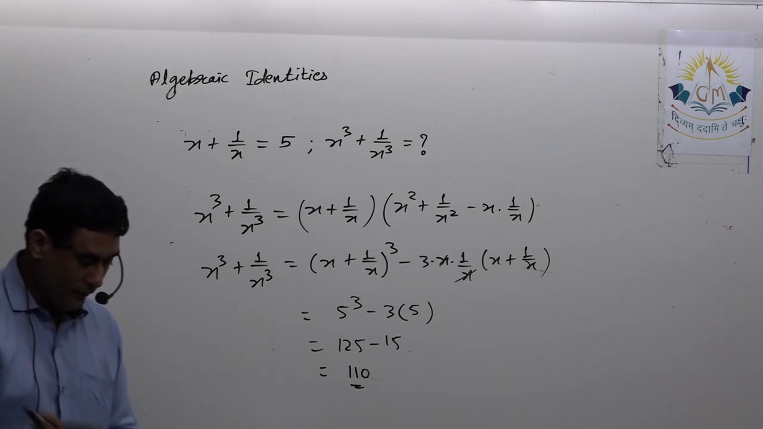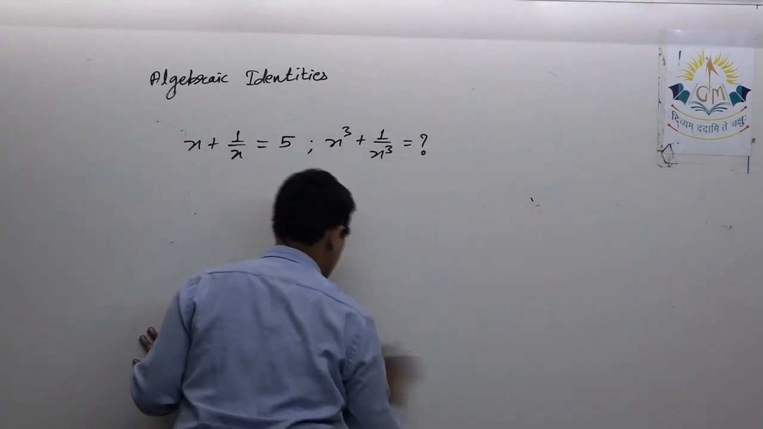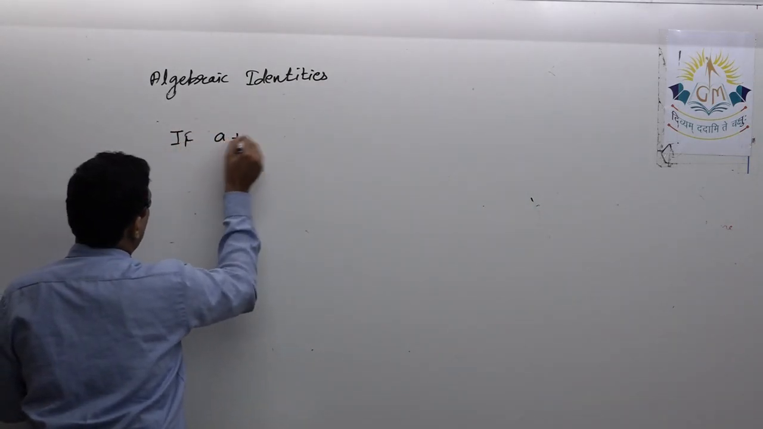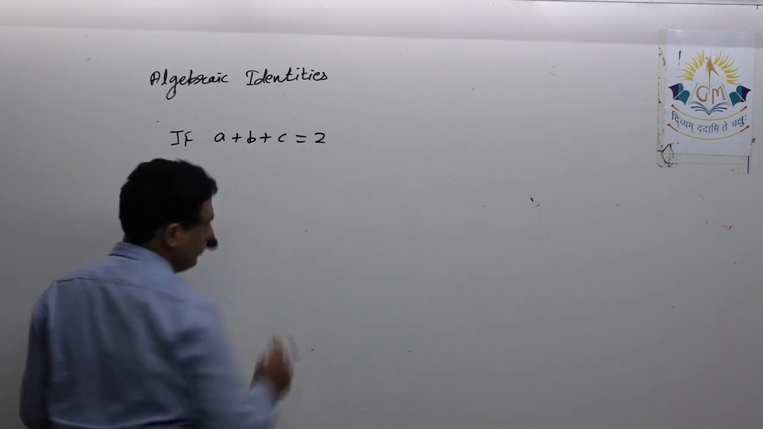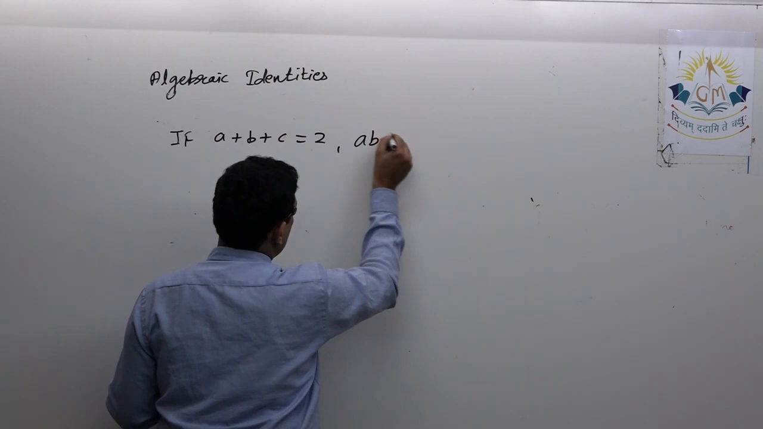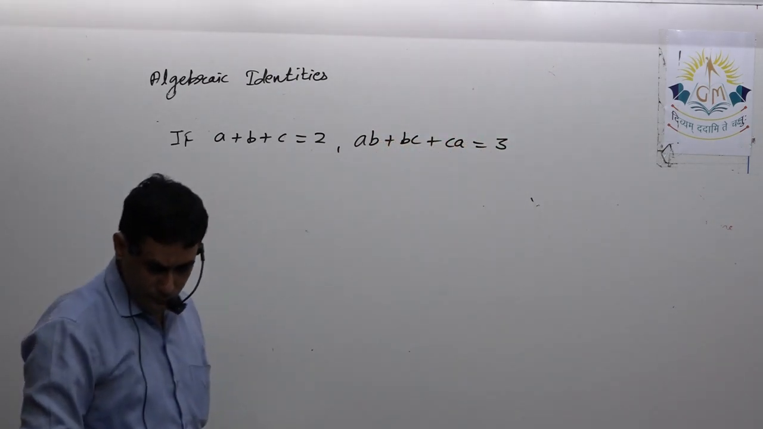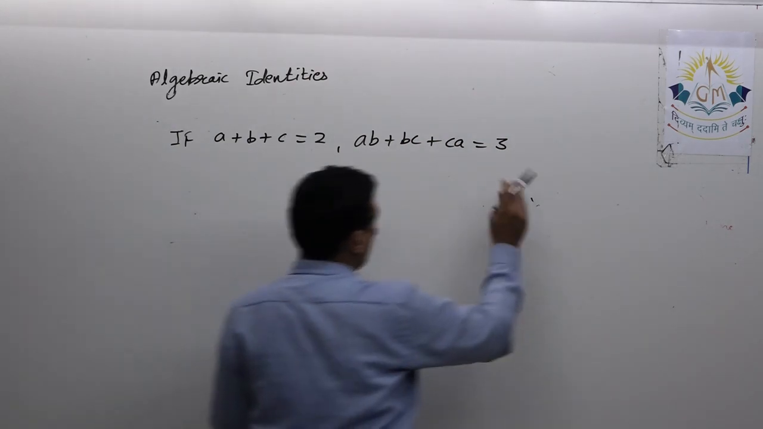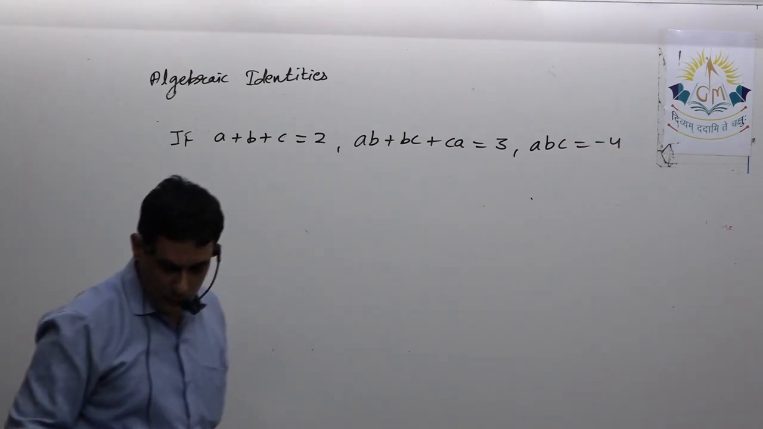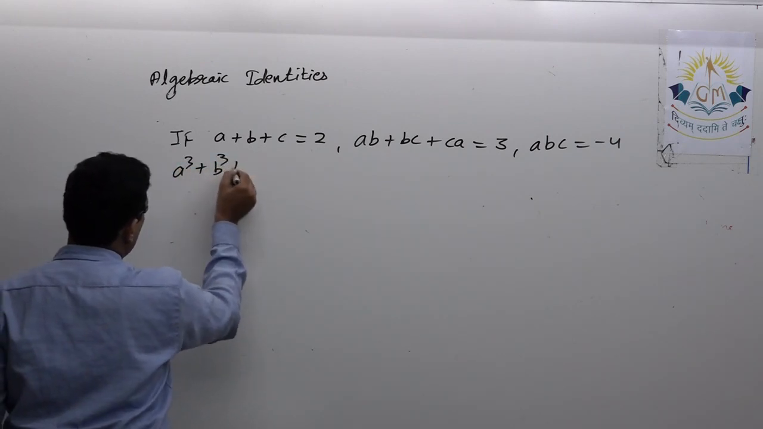Next is, if a plus b plus c is equal to 2, ab plus bc plus ca is equal to 3, and abc is equal to minus 4, then you have to find the value of a cube plus b cube plus c cube.